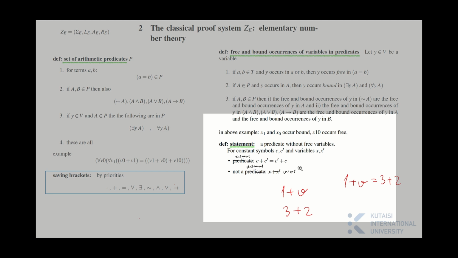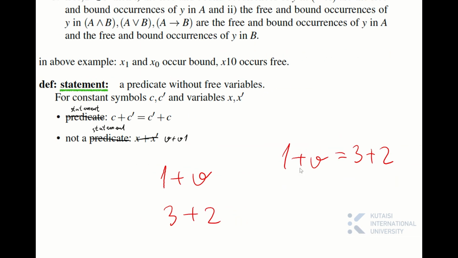Oh, it's actually a good example to see a difference between constants and variables. Here, C plus C prime equals C prime plus C has a truth value in your head. However, if these were variables, it has no truth value because a variable is running around and changing. And V plus V1 is not a statement.